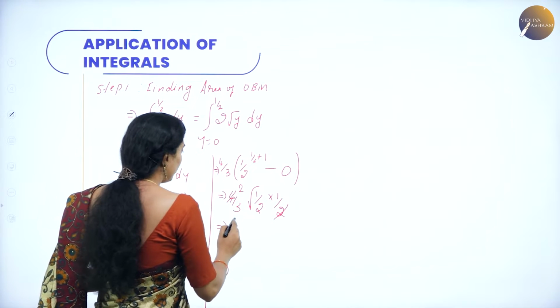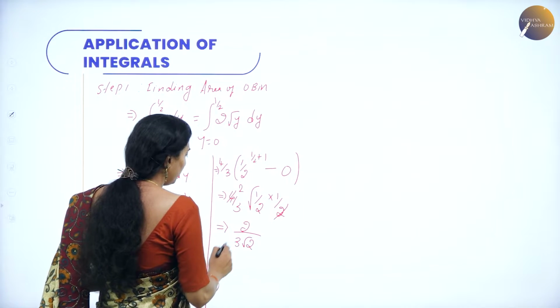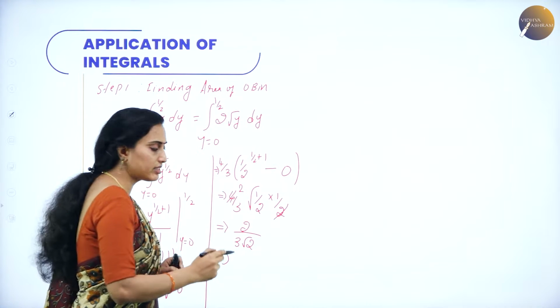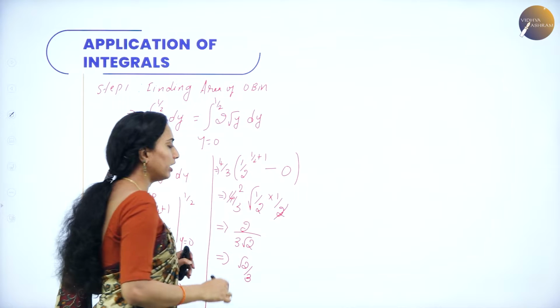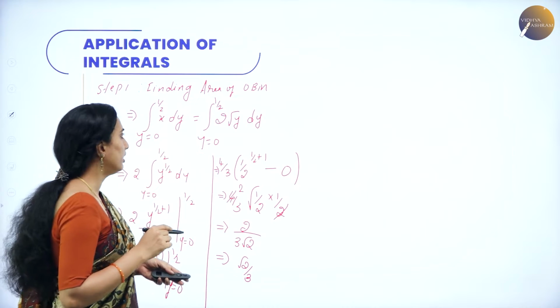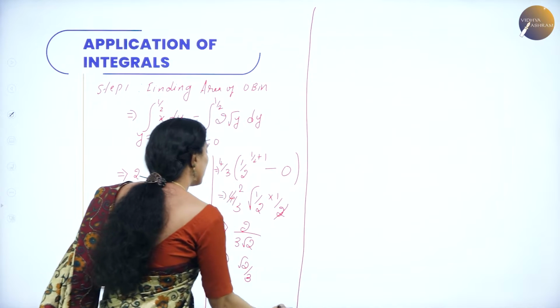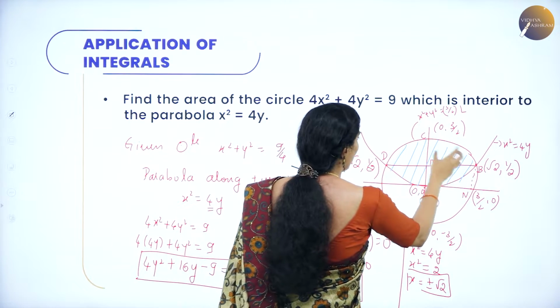So you can have 2 divided by 3 root 2. Again you can write 2 as root 2 into root 2, this root 2 will get cancelled, remaining is root 2 divided by 3. And this is the area of OBM. Now similarly, observe carefully the diagram. So now you have found out the area of OBM.